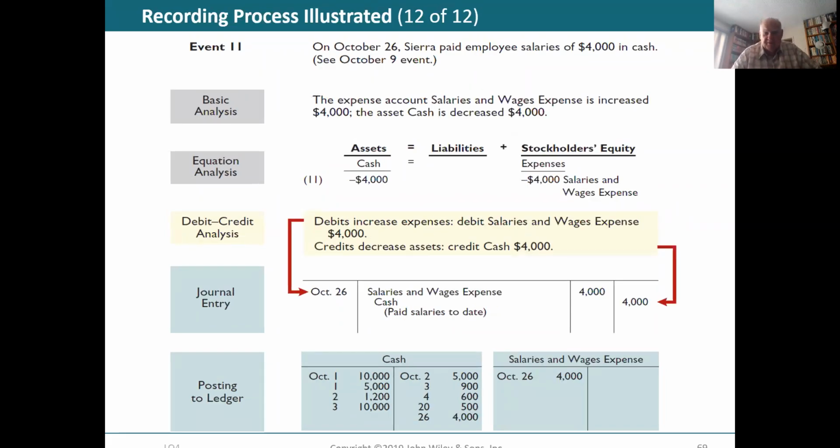They paid the employees. You debit salaries and wages expense, you credit cash. Debit the appropriate expense, salaries and wages, and you credit cash.